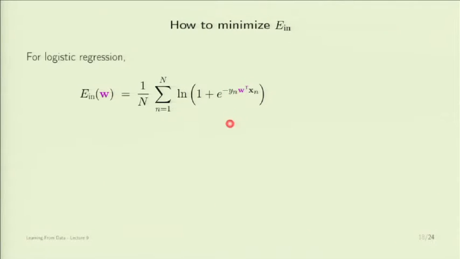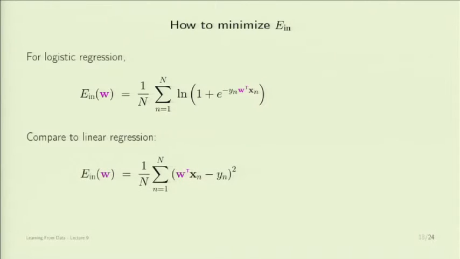Let's look at a previously tackled case in order to see how we went about that. Remember linear regression? We also had an error function, which was derived directly. We just said mean square and wrote it down. We didn't have to go through this long derivation. But the in-sample error ended up being this. Very similar to this, except here we penalize the difference squared. Here we penalize it according to this cross-entropy thing.